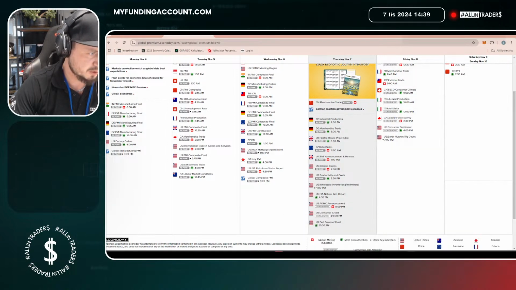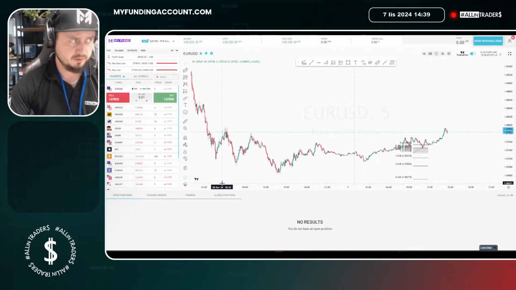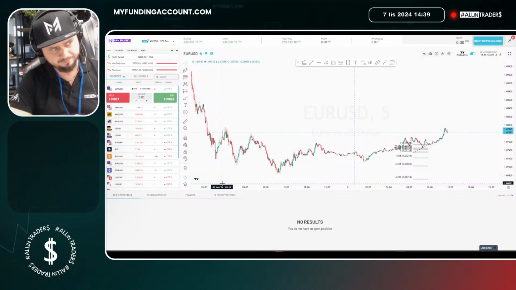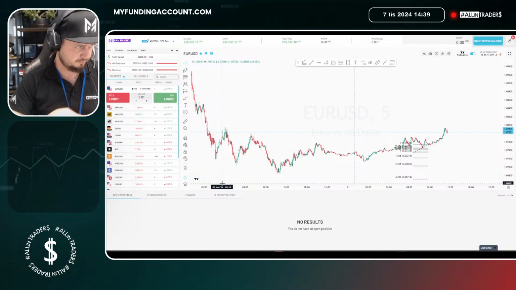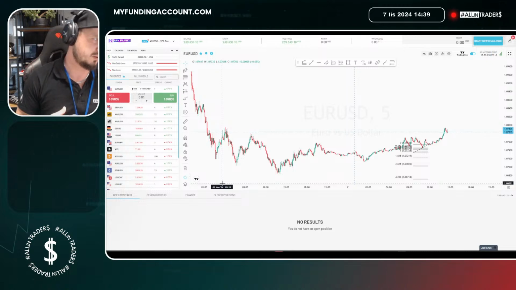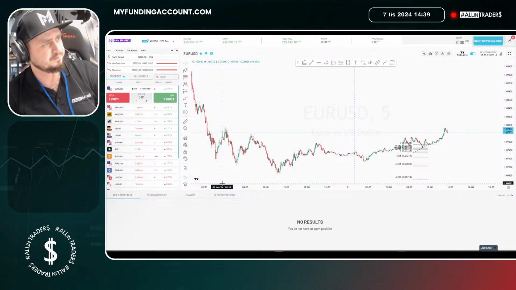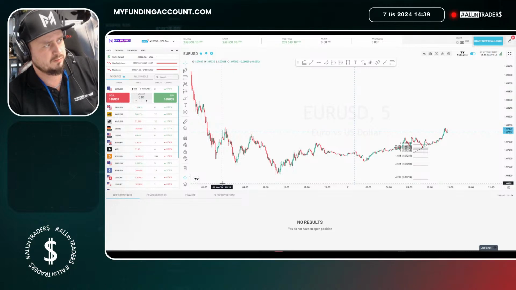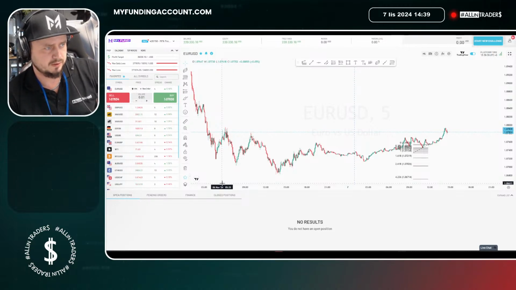All right, let's move on to our charts. We're going to use my funding account's platform, because I know some of you have problems with TradingView, so maybe it's a good idea to show you how it works. It's working better now. A few more things to improve, but by the end of the year, everything should work perfectly.